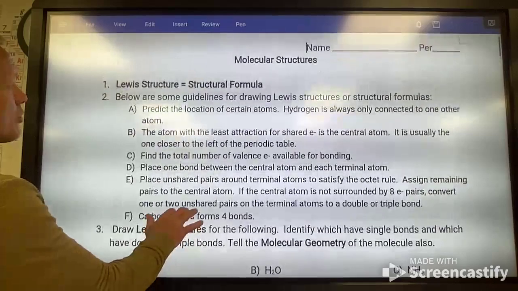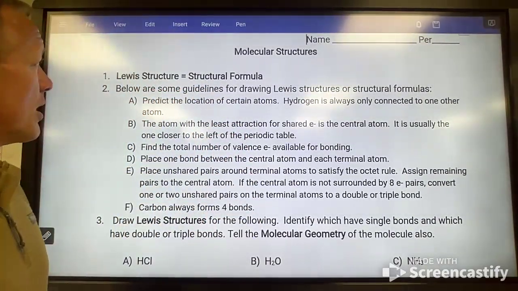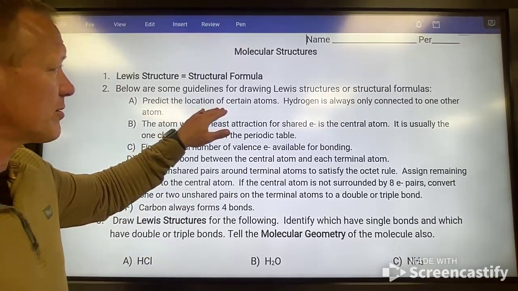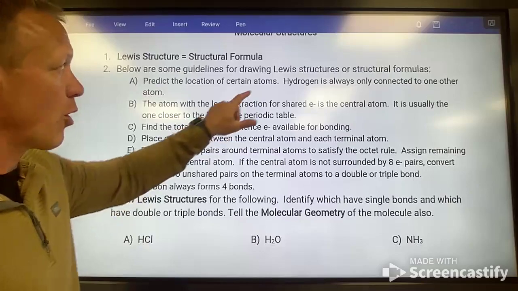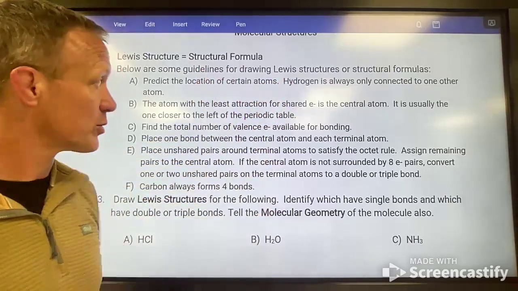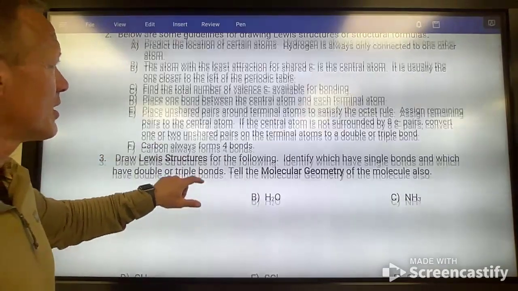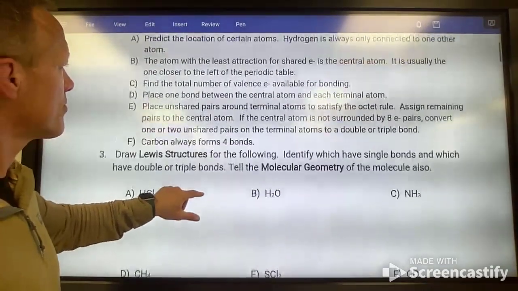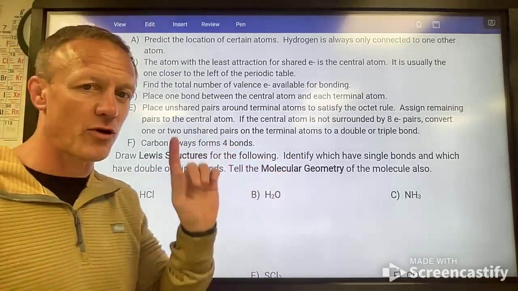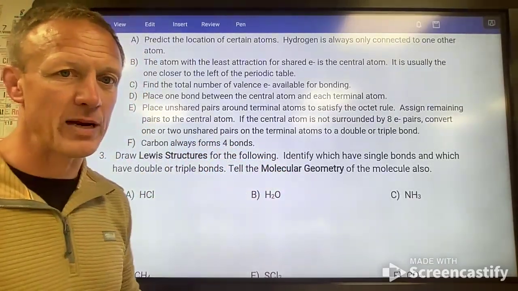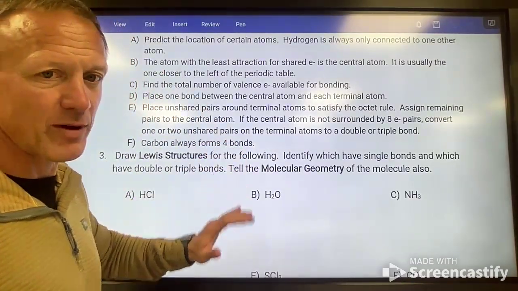Quickly, here's the rule. These are called Lewis structures, or the structural formula. First thing, figure out the location of certain elements. Hydrogen's always on the end. Hydrogen always only forms 1 bond. I'm going to skip a couple things. Carbon always forms 4 bonds except for 1 time: carbon monoxide, it does not. I don't think I need to read through the rules for that. I'll just explain how you draw some of these.